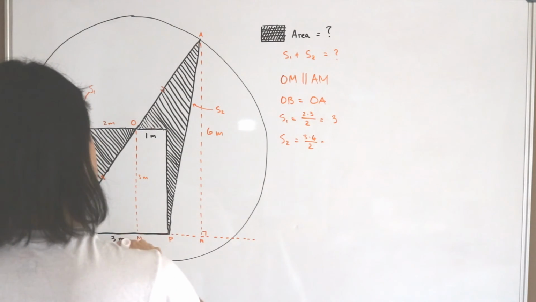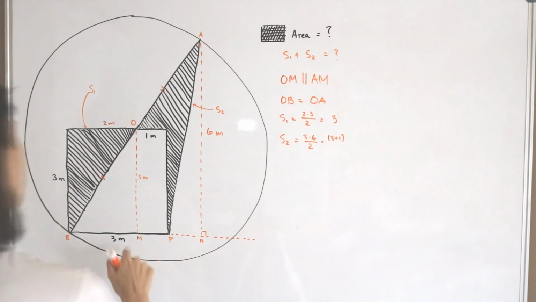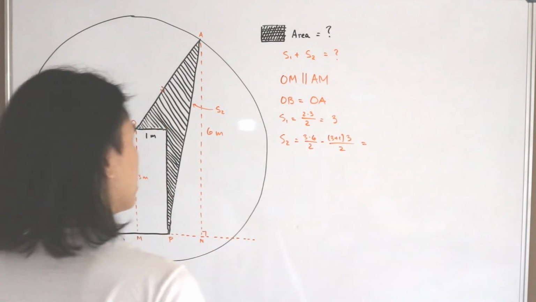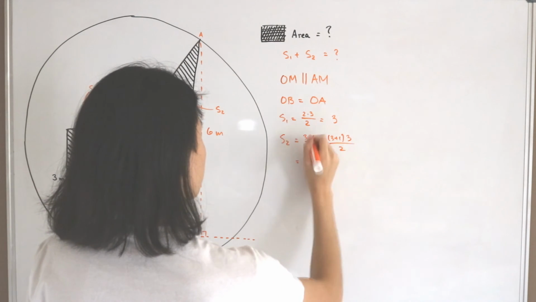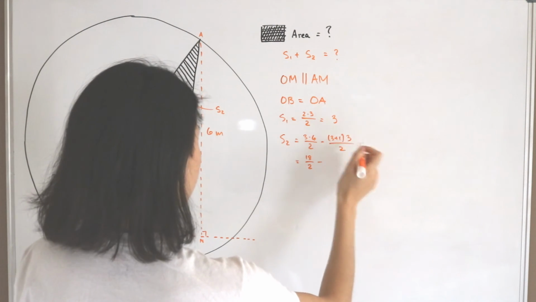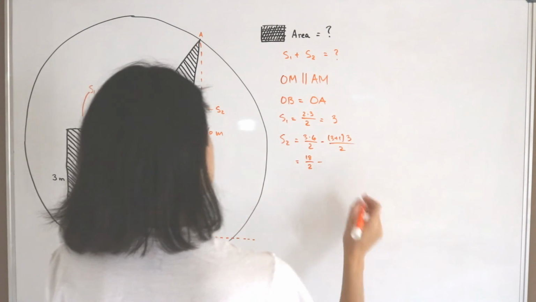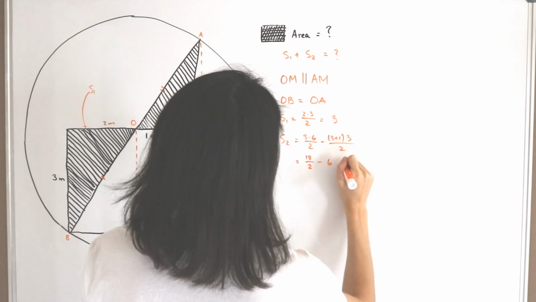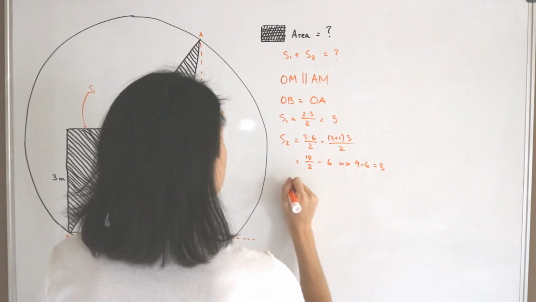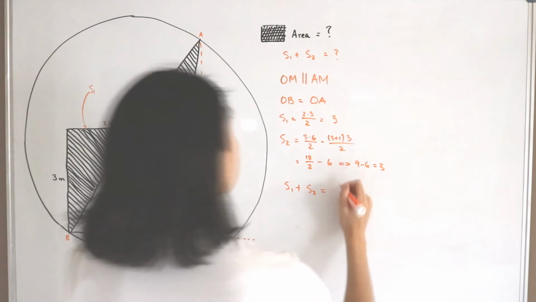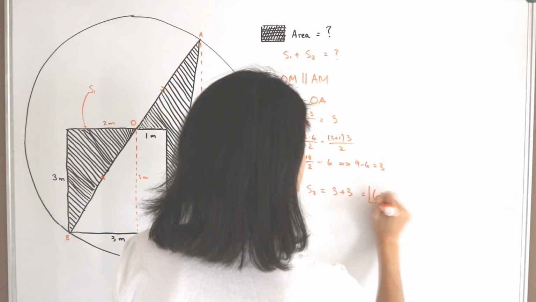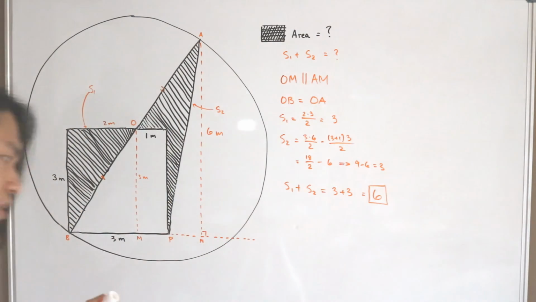So it's 3 plus 1, multiplied by our height 3, and then divided by 2. We get 18 divided by 2 minus, 3 plus 1 is 4 times 3, 12 divided by 2, which is 6. So 9 minus 6 is equal to 3. That's our S2, and we're just about done. Calculating the sum, 3 plus 3 is equal to 6. Alright, that's pretty cool if you ask me.